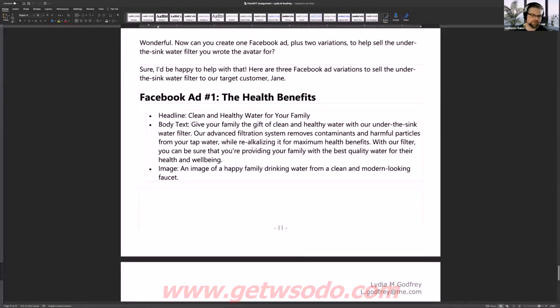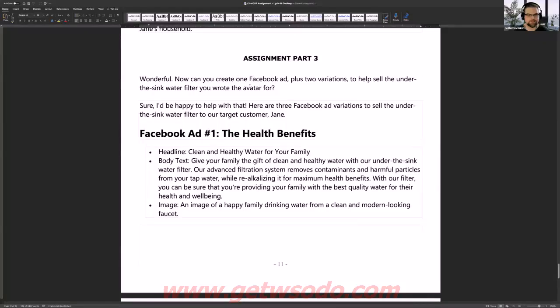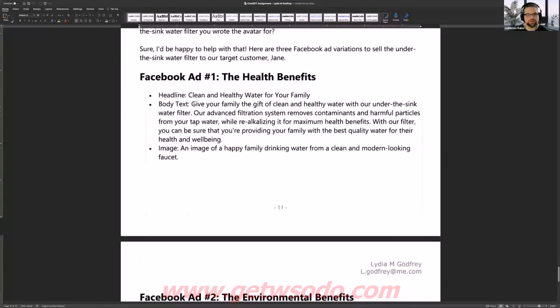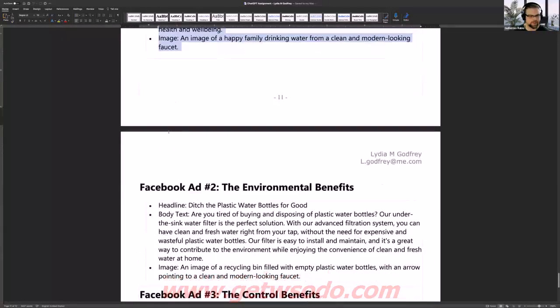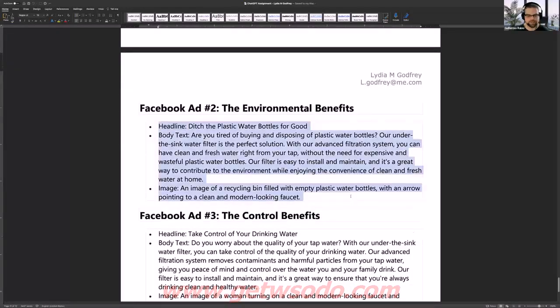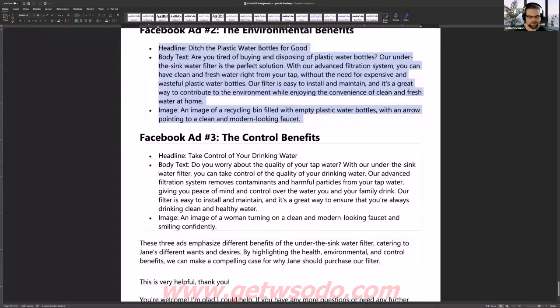Okay, so you see what it spits out if you just give it something more general, like now can you create one Facebook ad plus 2 variations to help to sell the underwater sink filter you wrote the avatar for? So this is fine. But now the challenge is, okay, how can I take this and make it better? It's just a thinking process, just going through and thinking, what do I want? And then how do I get it? But good job, and thank you for doing the assignment.